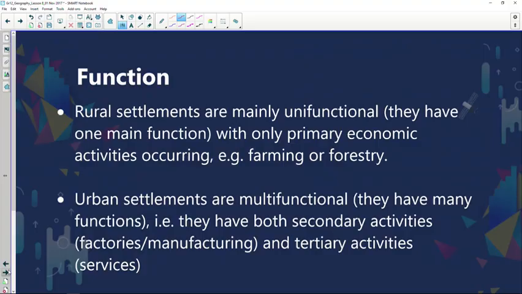Now, before I continue with this lesson, we need to understand something. It's a misconception. A township is not a rural settlement. A township is an informal settlement that lacks basic needs and services. A rural settlement exists because of a function. Now, if you look at the next slide, there's one main function taking place in a rural settlement, and that's mainly primary economic activities.